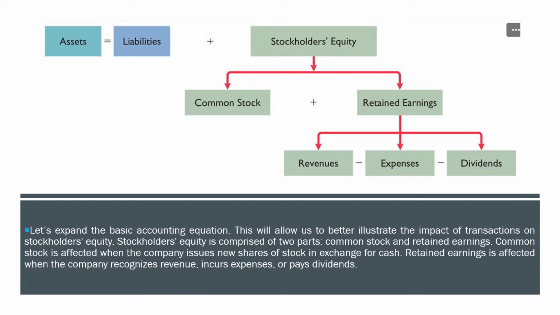Stockholders' equity is comprised of two parts, right? Common stock and retained earnings. Common stock is affected when the company issues new shares of stock in exchange for cash. Retained earnings is affected when the company recognizes revenue, incurs expense, or pays dividends.